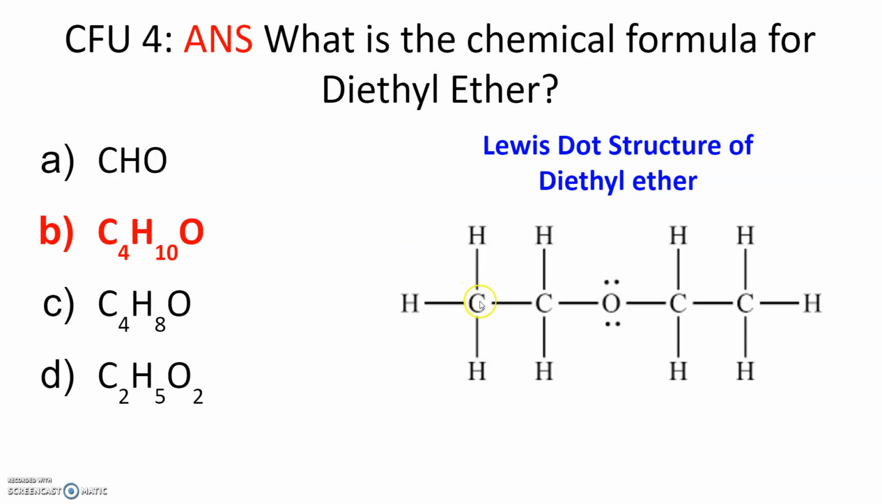All right, the answer is choice B. And the reason why it's choice B is because if you count up the number of carbons, you have 1, 2, 3, 4 carbons, so C4. If you count up all the hydrogens, you will count a total of 10, so H10. And there's only 1 oxygen, so we have O with an invisible 1 here. Remember, the subscripts tell you how many of each atom you have in the molecule.